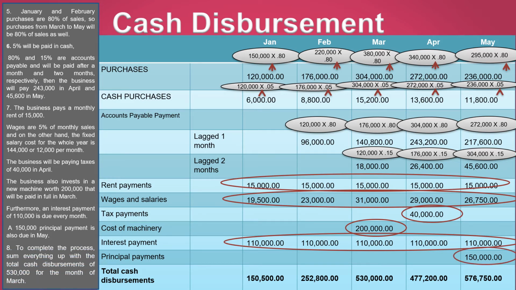Now, to complete the process, sum everything up with the total cash disbursements. It's the same process as getting the total cash receipts. We have to get the total from cash purchases to other cash disbursements. So we'll get 530,000 for the month of March. The same process applies for the months of April and May.